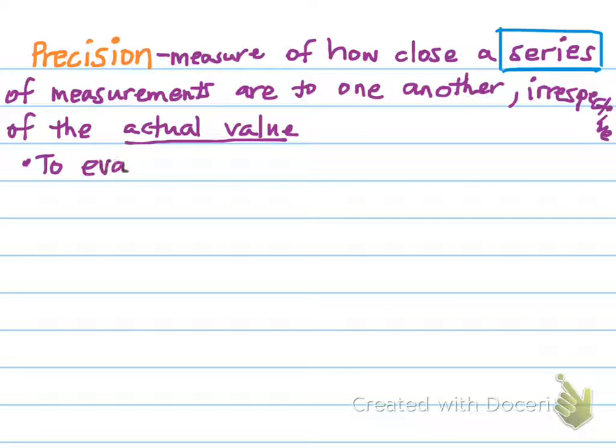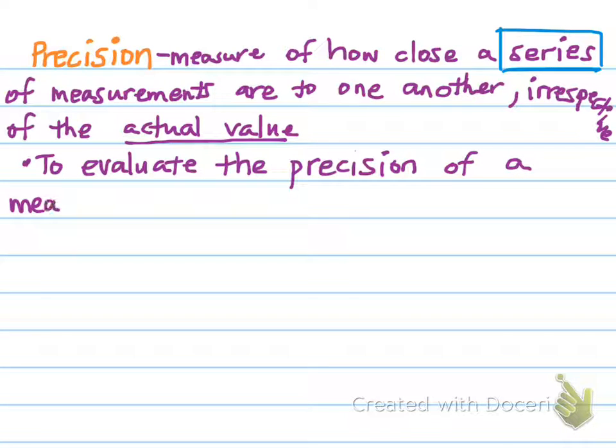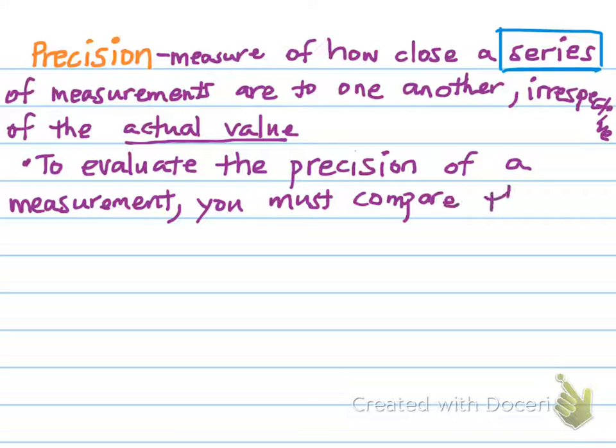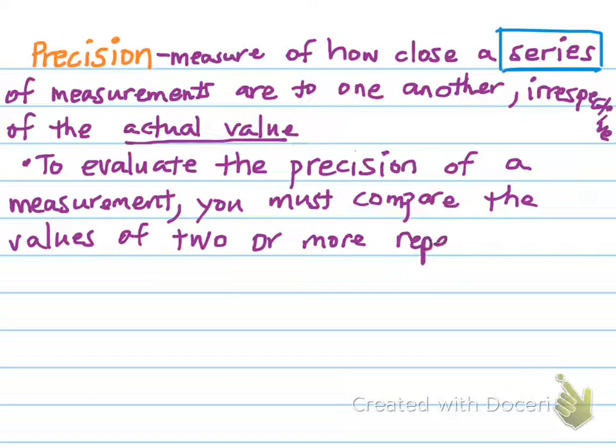To evaluate the precision of a measurement, you must compare the values of 2 or more repeated measurements.